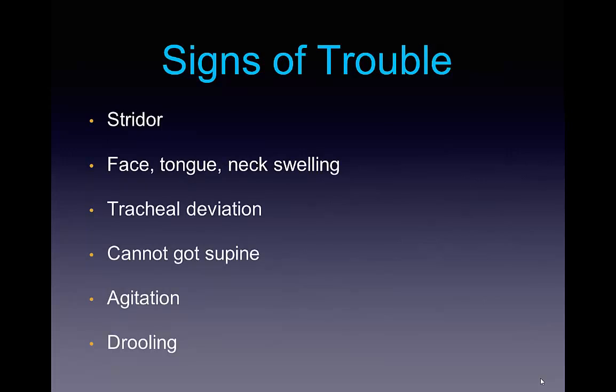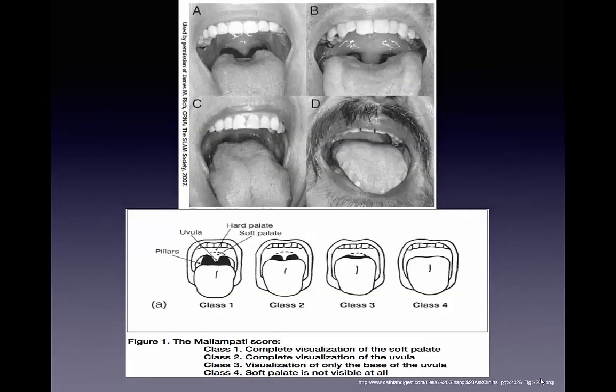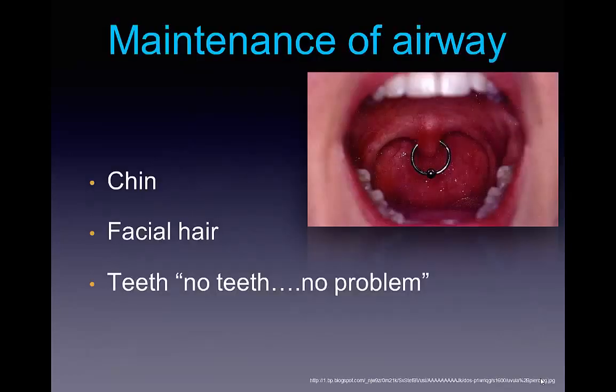Things like stridor, facial swelling, a large tongue, neck swelling, tracheal deviation, or difficulty with neck movement, agitation, and secretions are all important considerations. This is the familiar Mallampati score. This image also outlines the challenges in some patients with the presence of facial hair that will not necessarily impair mouth opening, but may have a consequence for bag valve mask ventilation. Maintenance of the airway can be done by chin lift and jaw thrust. Some of this is going to be happening during bag valve mask ventilation.